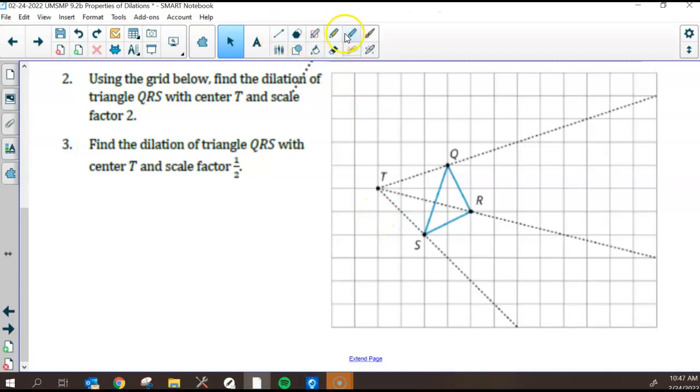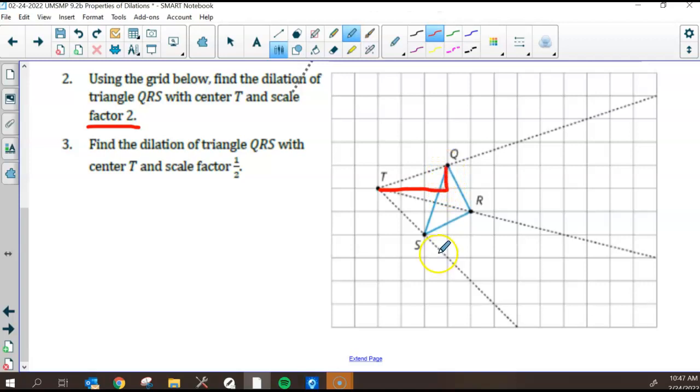This is where we just got to make sure that we're paying attention to the scale factor of 2. 2 first and then later 1/2. 2 first. So, same type of thing. How far away is Q from T? 3 and 1. So, let's do that again a second time. 3 and 1, and here is our Q prime.